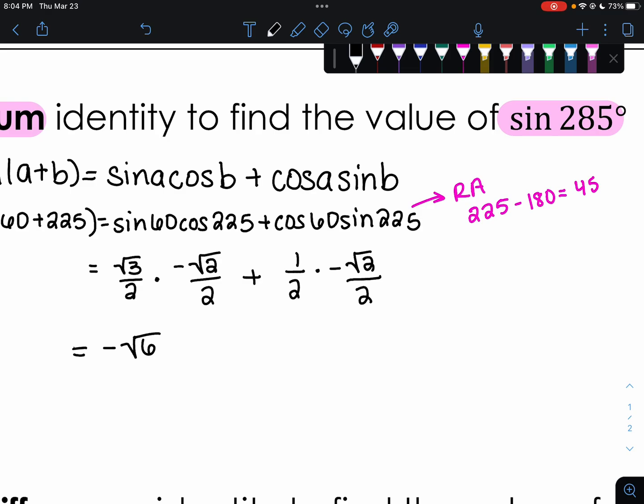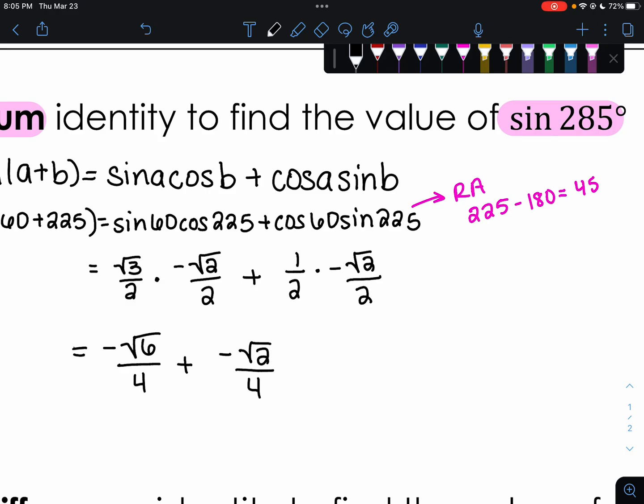So the square root of 3 times the square root of 2 becomes the square root of 3 times 2, which is 6. We multiply their denominators together, 2 times 2, and we get 4. Now, I am going to add the product of 1/2 times a negative rad 2 over 2. Well, 1 times a negative rad 2 is a negative rad 2, and 2 times 2 is 4.